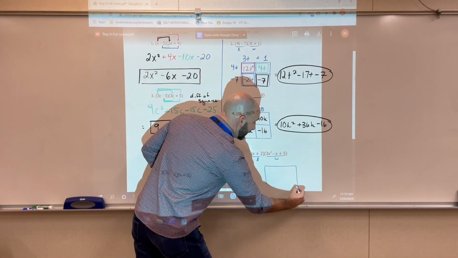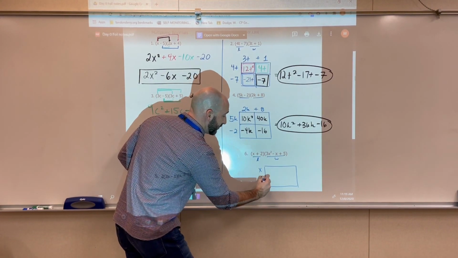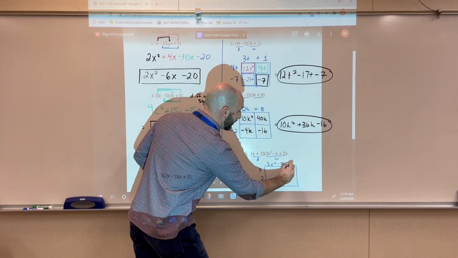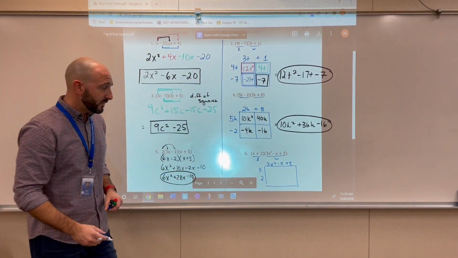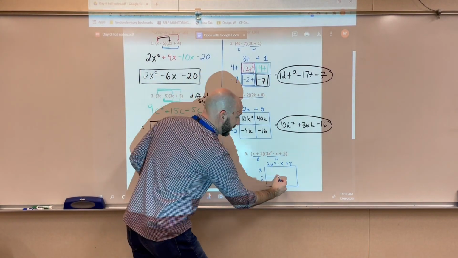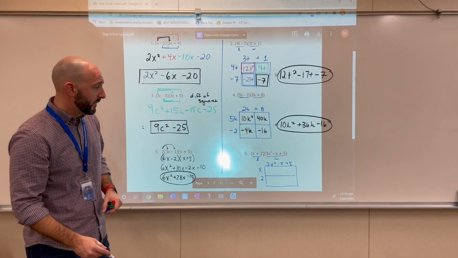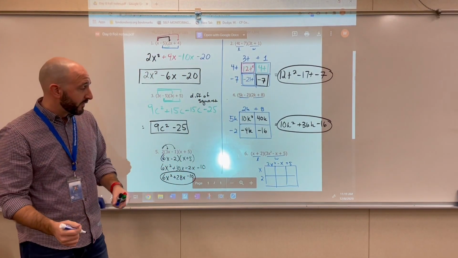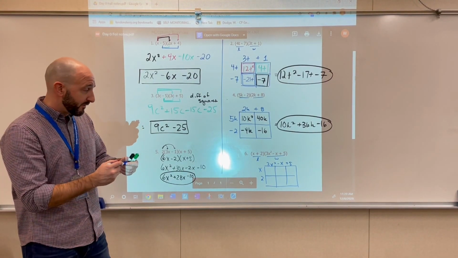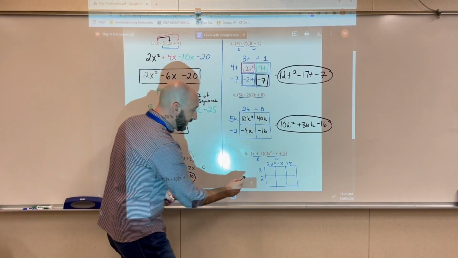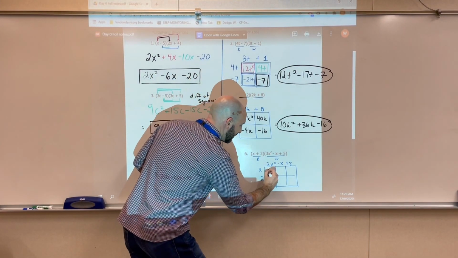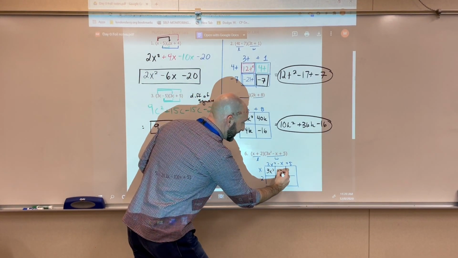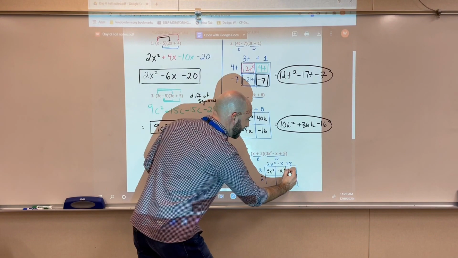So x plus 2 is our length, 3x squared minus x plus 5 is the width. So we'll divide the length up into 2 strips, one for the x and one for the 2, and then the width up into 3 strips, one for the 3x squared, one for the negative x, and one for the 5. So now we're going to find the area of each region. x times 3x squared is 3x cubed, x times negative x is negative x squared, x times 5 is 5x.